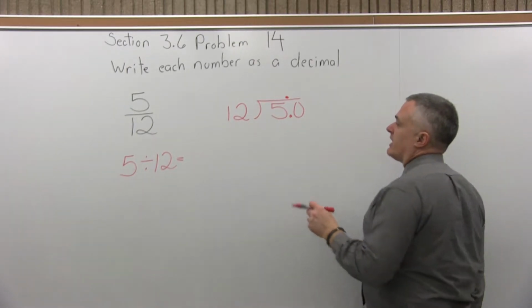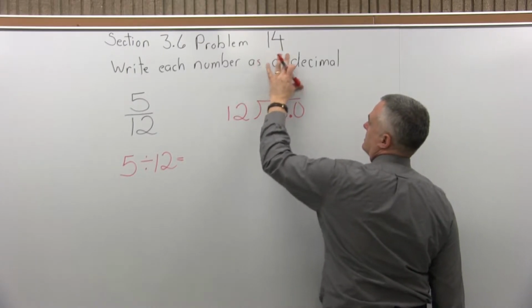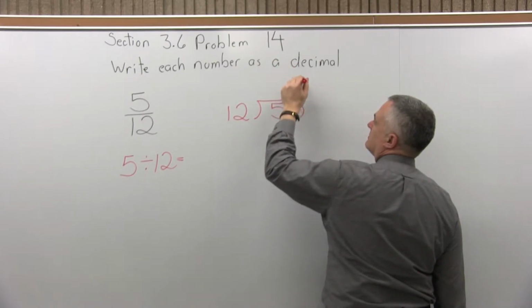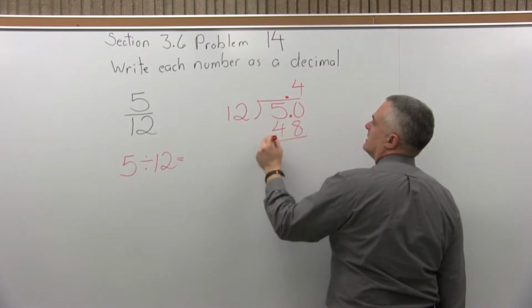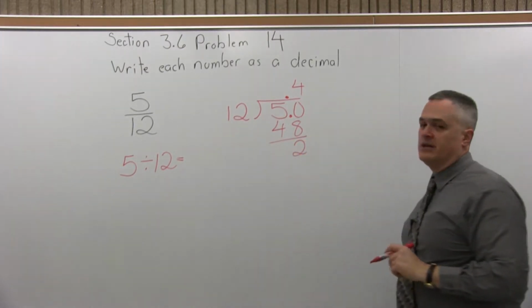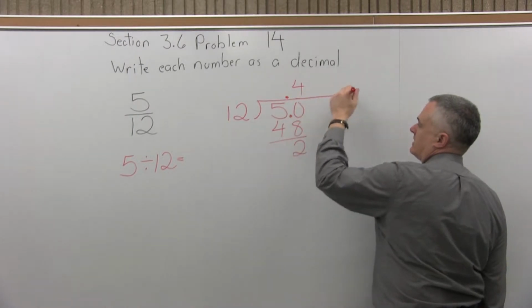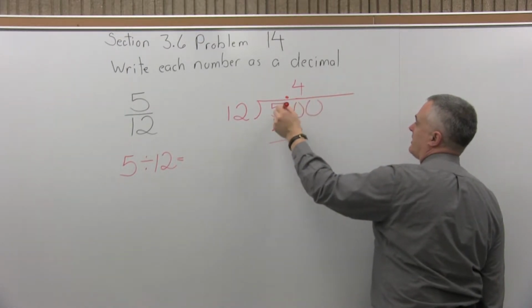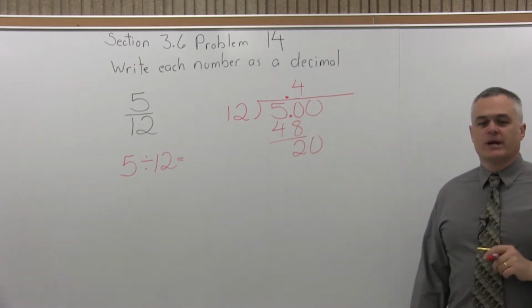So 12 divided into 50. Well, it will go in. Let's see. It's going to make it too big. Let's do 4. 4 times 12 is 48. That's pretty close. Now, 50 minus 48 is 2. So it did not go in evenly. That's okay. So I can write another 0 for the number under the division symbol, make it 5.00, and bring that 0 down, and it'll turn the 2 into a 20.